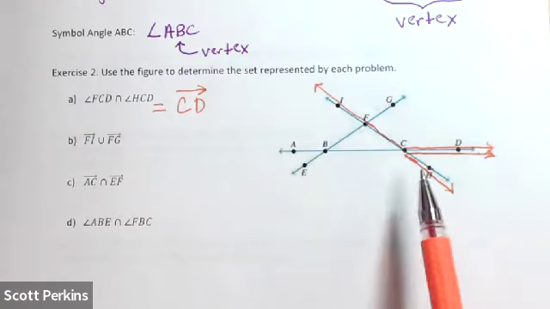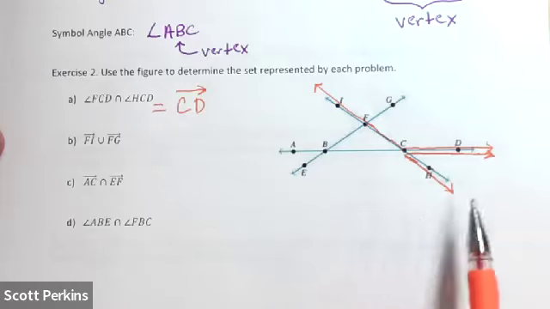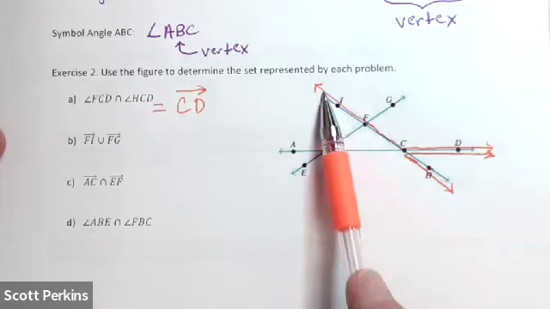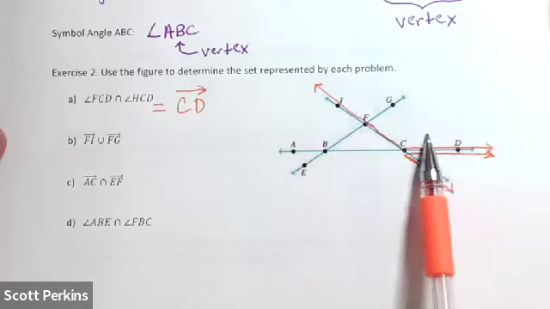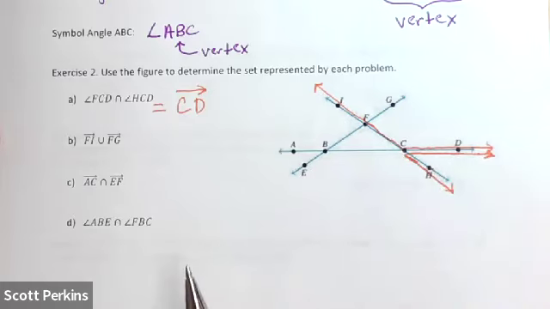That's what these two angles have in common when I overlap them. This stuff out here doesn't affect the intersection. The only thing that affects the intersection is this stuff right here that they have in common. All right, we'll try the next one.